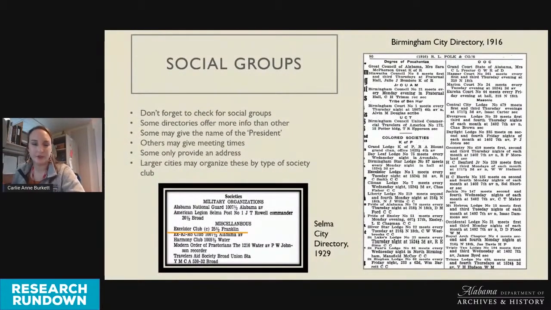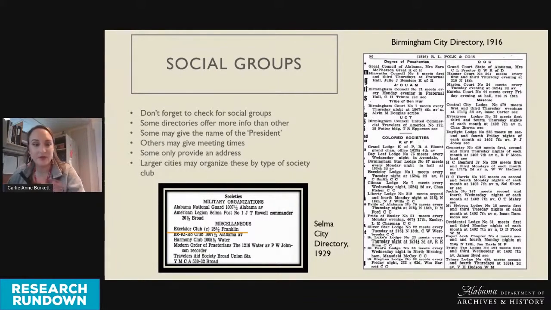Okay, social groups. One part of city directories that often gets overlooked is social groups. One can find these fairly easily in the directory. You don't really get a listing of who's in the group as far as participants, so you can't really go that route, but you can at least see sometimes who the president or maybe the founder or an important figure may be. But often they will give you the name of the group, and then the address is very typical.